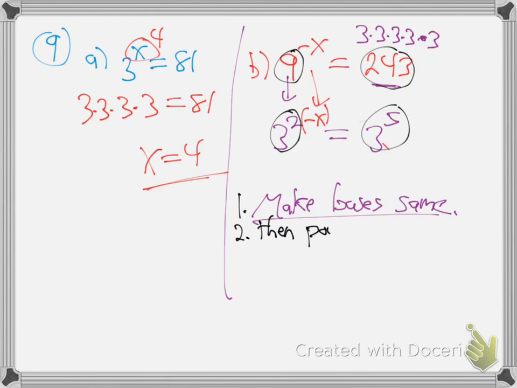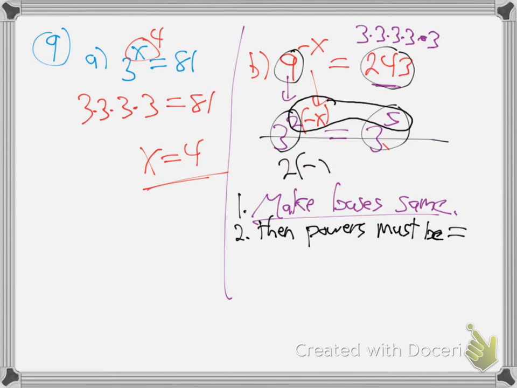Then powers must be equal. So after you've set the bases the same, the powers have to be. What do I mean powers? I mean right up here. Just the power. Forget about the 3's now. 2 times negative x must equal 5. The powers must be equal. Why? Well, because the bases are the same.